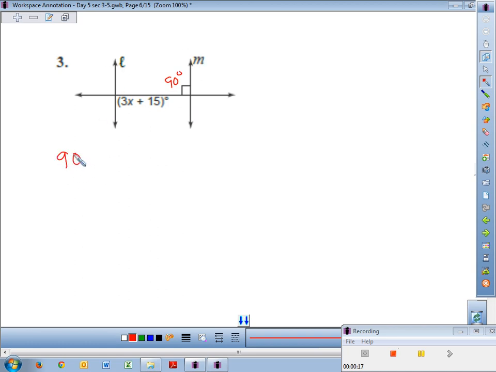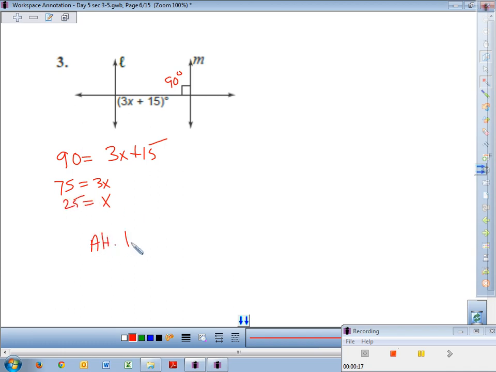to each other. So 90 could equal 3x plus 15, and then subtract 15 from both sides, and divide by 3. So x equals 25, and again, that's our alternate interior angles being congruent, implying that we'd have parallel lines. I did it that time. Yay.